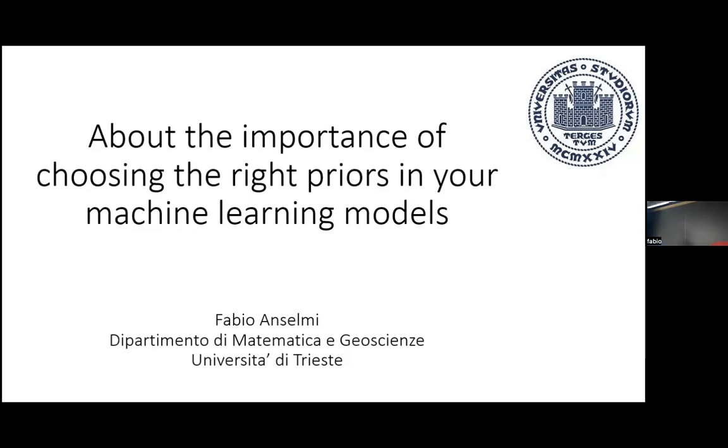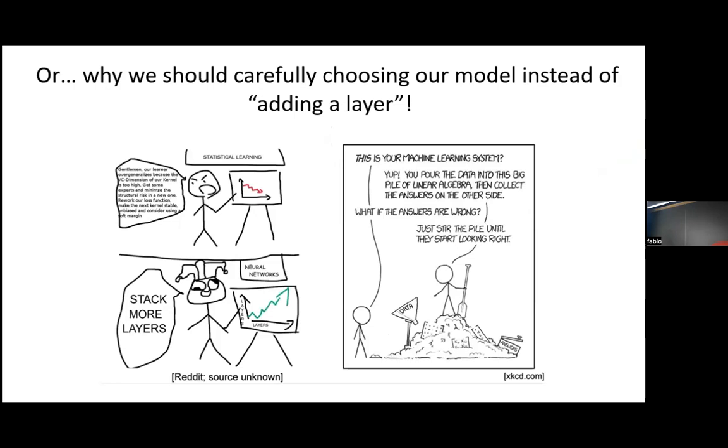So I would like to start with the subtitle, which is: why you should carefully choose your model instead of adding a layer. This is a sort of joke that we have in machine learning. Probably you have already seen these pictures. We have a strong statistician saying, "Gentlemen, our learner over-parameterizes and over-generalizes because of the monastic nature of your kernel, and blah, blah, blah." And you see that the performance is going bad. And then you have this guy who says, "This is another layer to your neural network," and we see it is working.